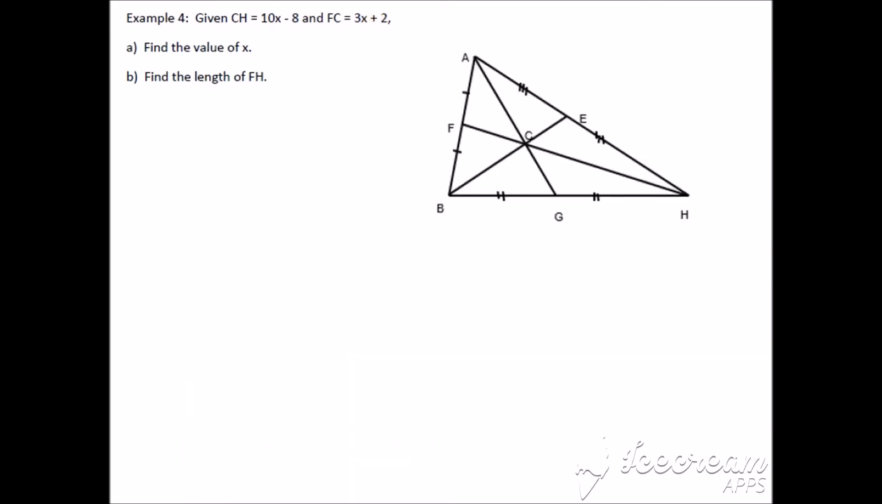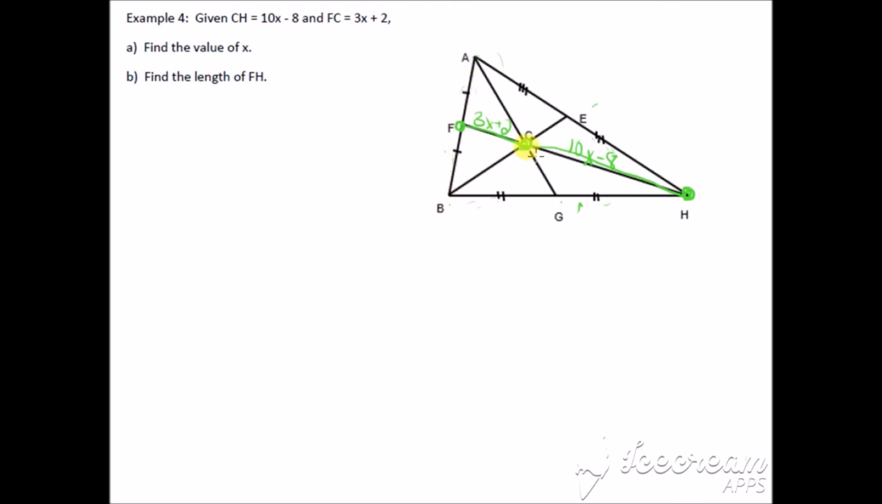Okay, example 4, given that CH, so let's label this, let's go green. Here we go, CH, which is here, equals 10x minus 8, and then FC, which is here, equals 3x plus 2, find the value of x. So when we look at this, we can tell that G bisects BH, because there's double dash, showing that they're equivalent. E bisects AH, because there's triple dash. And then F bisects AB, with those single dashes there.